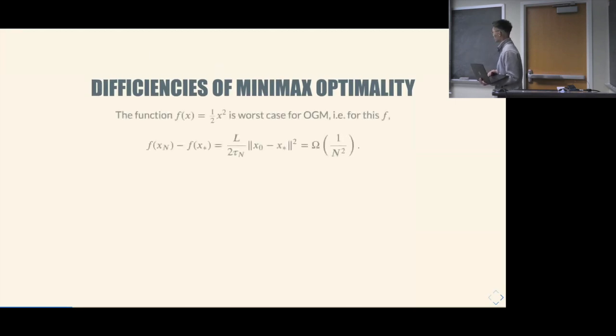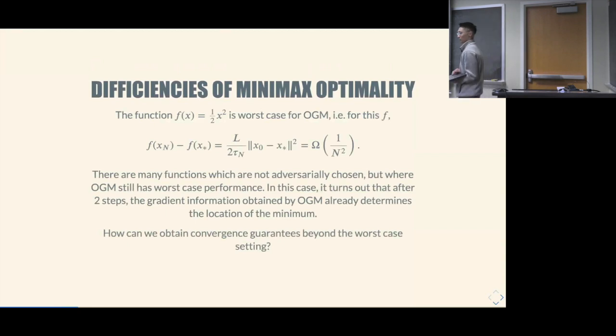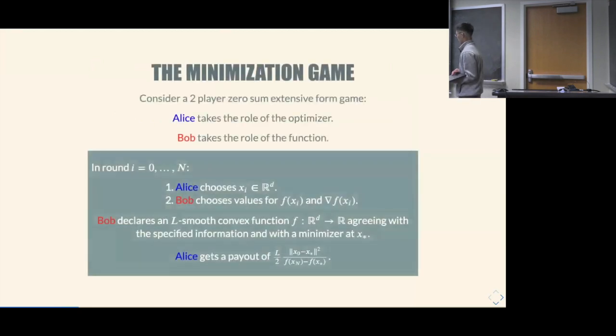So this is the level of optimality that we would like to achieve. We would like to go beyond this minimax optimal algorithm and get slightly better. And the way that we're going to think about what it even means to do better, how do we improve upon this notion of minimax optimality, is from the perspective of a game.